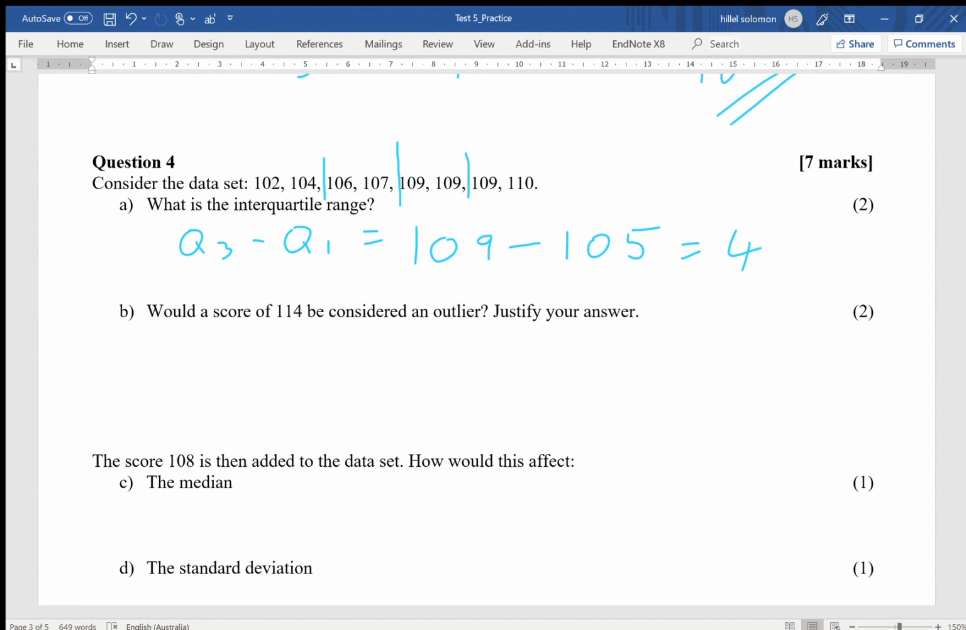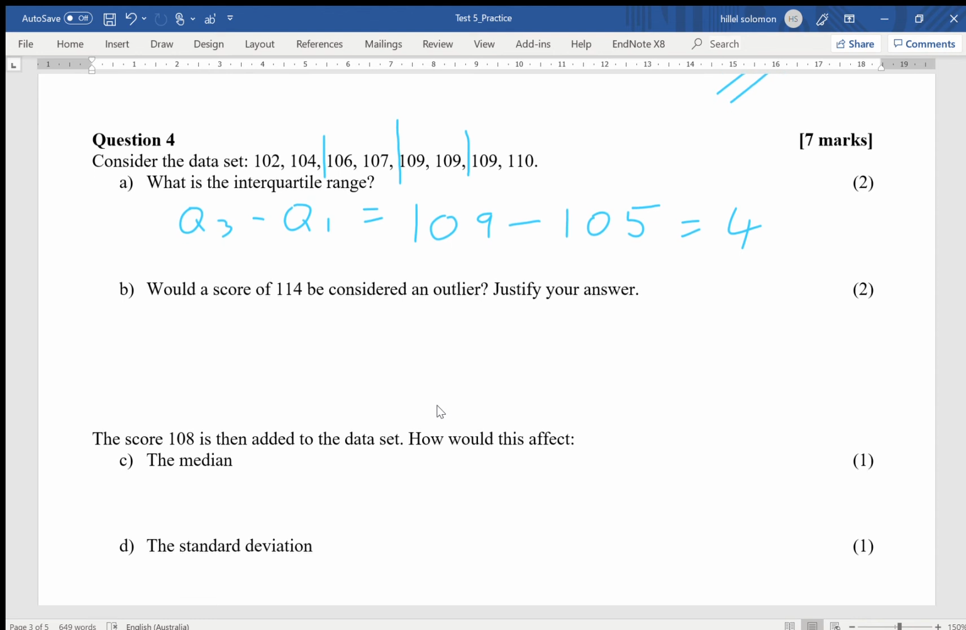Question B. Would a score of 114 be considered an outlier? Justify your answer. Well, let's remember, it's considered an outlier if it lies more than 1.5 times the interquartile range above the third quartile, or 1.5 times the interquartile range below the first quartile. So if we're looking at the number 114, before we can work out whether it's an outlier, we need to know what is 1.5 times the interquartile range.